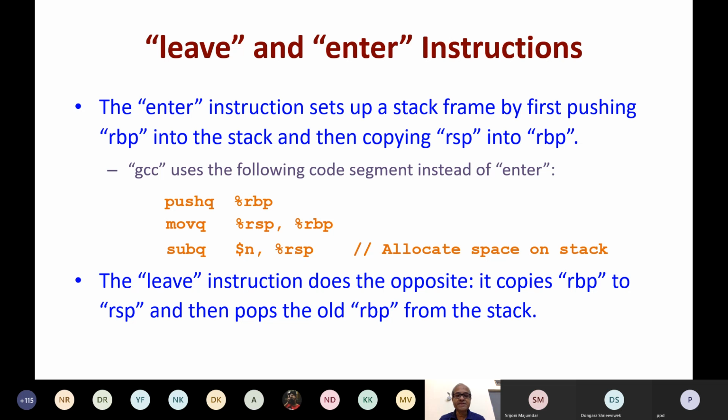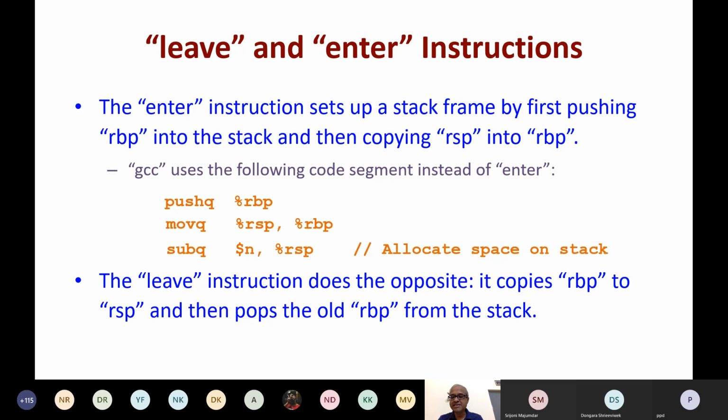It saves the base pointer. It moves the stack pointer to the base pointer as usual. Then it subtracts n from the stack pointer, so that space is created in between to store n bytes of data. So whatever is the size of the stack frame, you can specify that in this n.